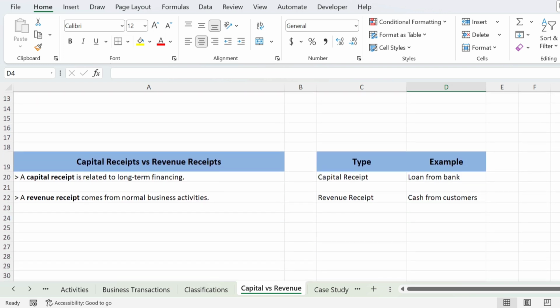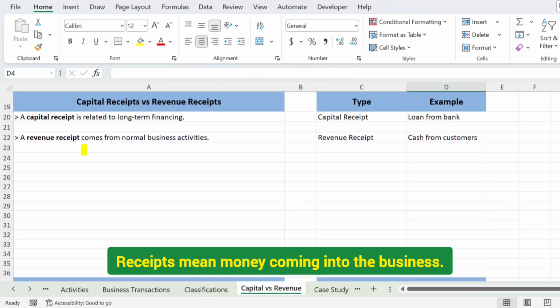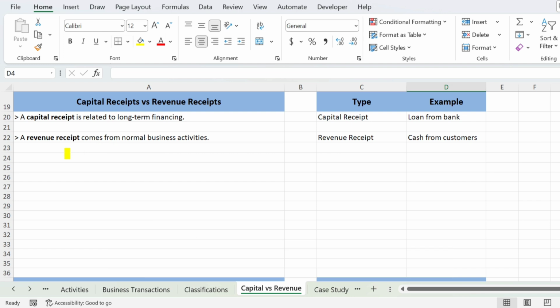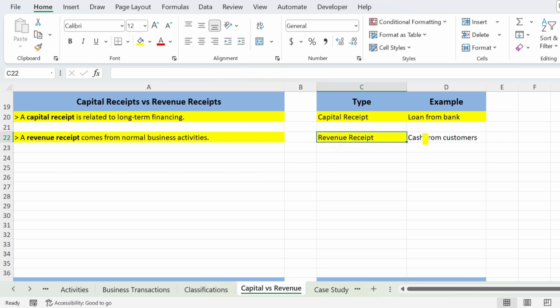Next is capital receipts and revenue receipts. Receipts mean money coming into the business. There are two types. A capital receipt is related to long-term financing. For example, receiving a bank loan or new investment from the owner. A revenue receipt comes from normal business activities. For example, selling goods or providing services.